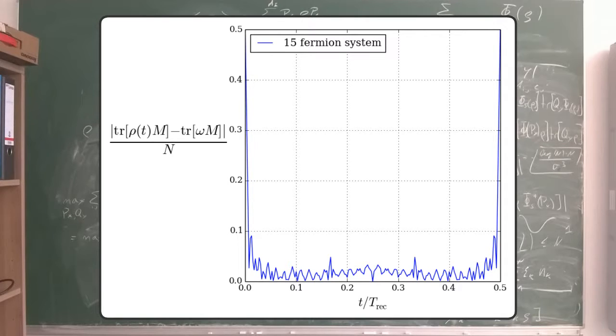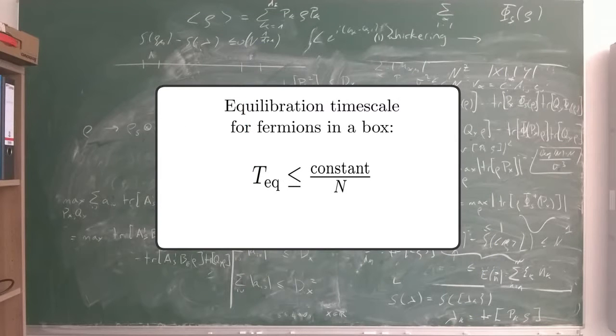The plot here shows fluctuations of the particle number on the left from its equilibrium value. Even for 15 fermions, these are already quite small. For systems with larger and larger numbers of fermions, these fluctuations become smaller and smaller. Furthermore, the equilibration timescale decreases as the number of fermions grows.